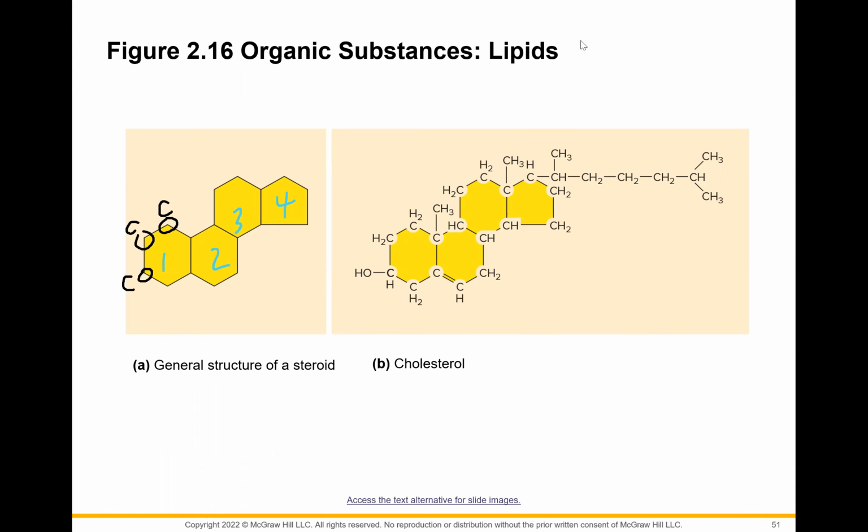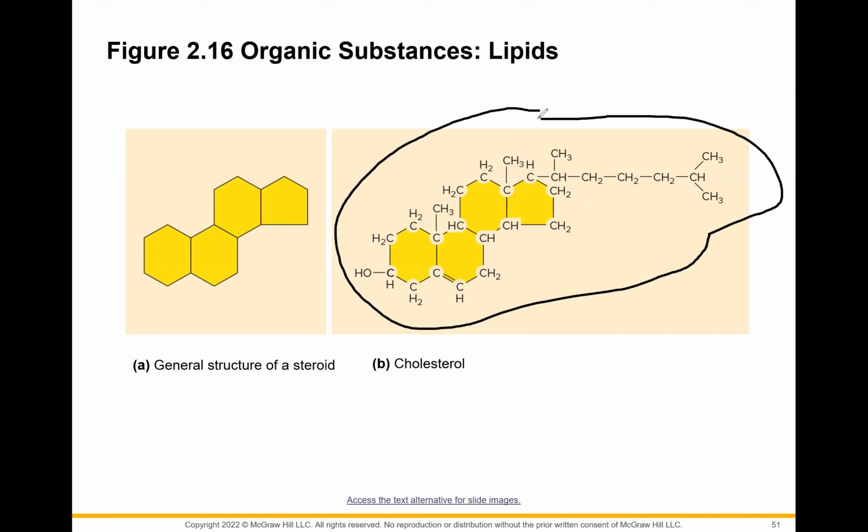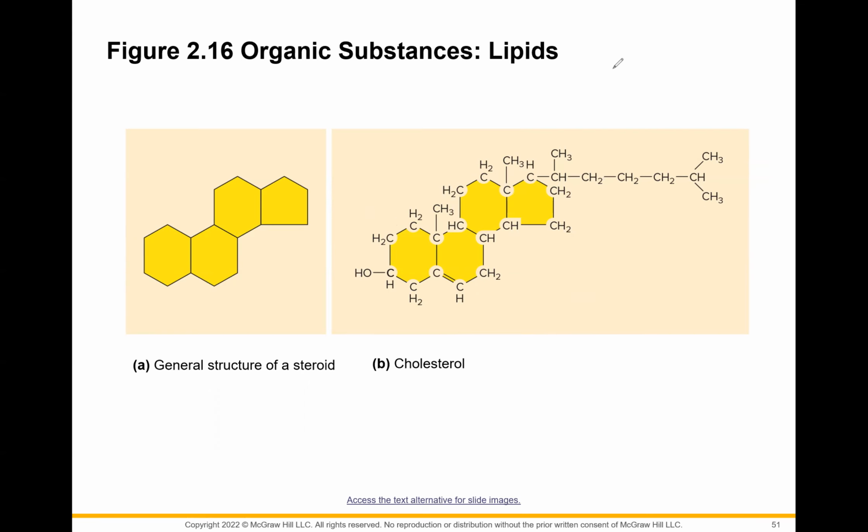So this is just the general structure of a steroid versus like the most abundant steroid that we see in the body, which is cholesterol. So we have those 4 connected rings, and then it has this side chain that actually makes it cholesterol. But we have different types as well. Again, we have testosterone, estrogen, progesterone, just to name a few.